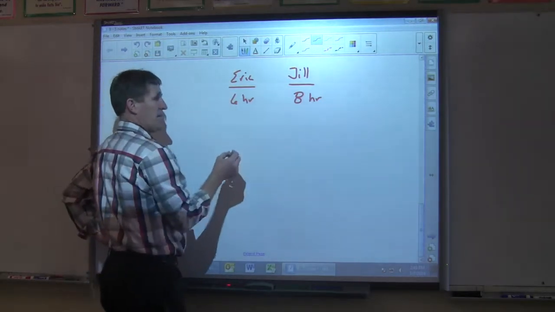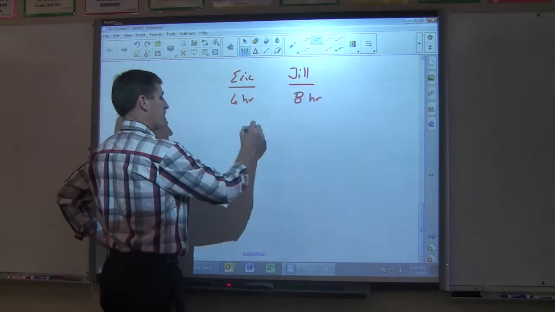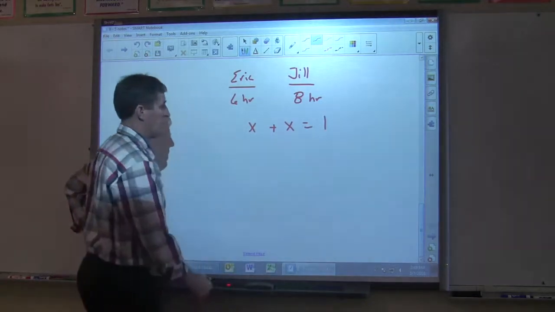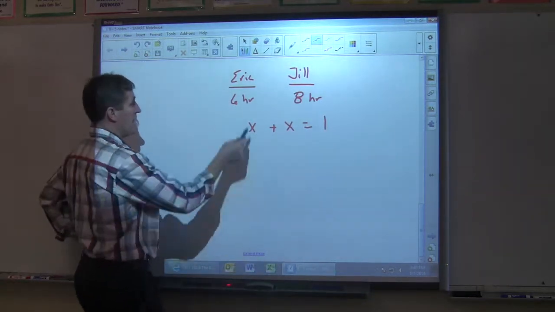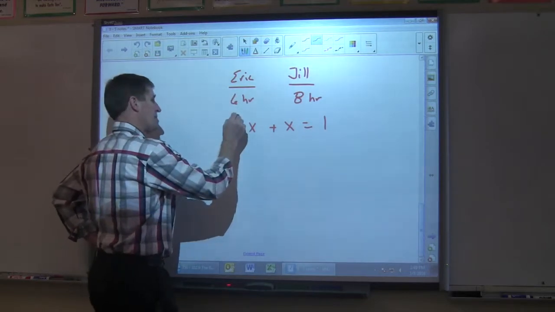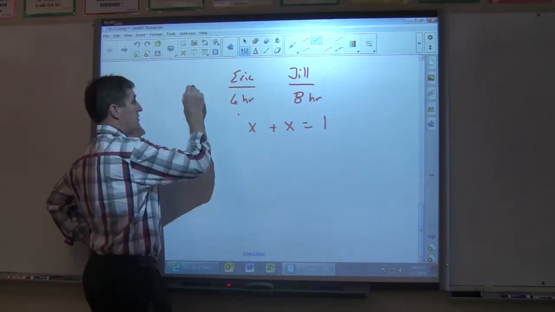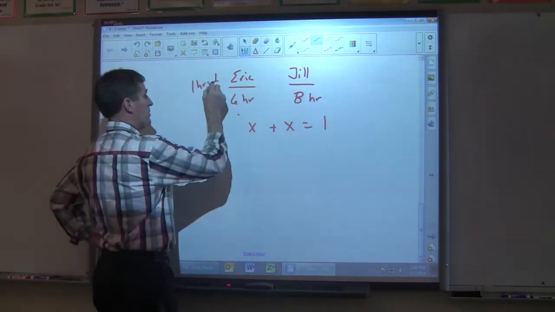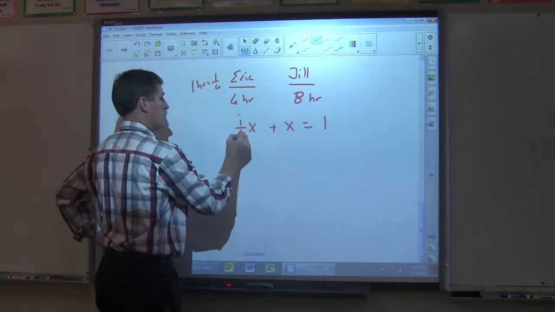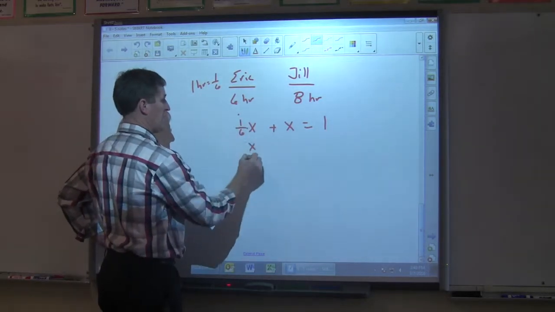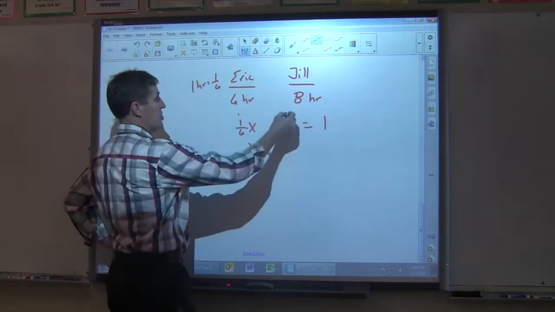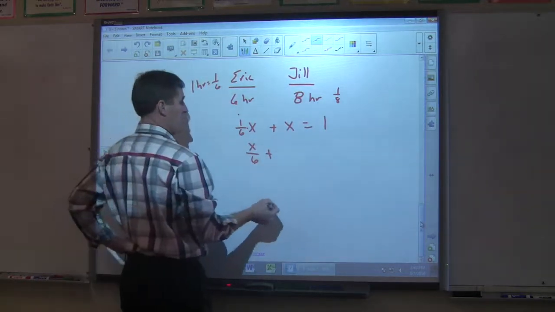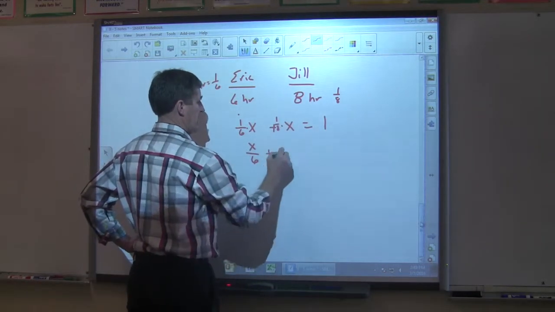So we're going to be asked to find out, how long would it take them if they worked together? The time they're going to work is going to be the same, and they're going to paint one classroom. But we have to look at their work rate. Eric does it in 6 hours, so that means every hour he will do 1/6 of the job. So we're going to multiply his work rate times how long he works. I'm going to write that as x over 6. Plus, Jill does it in 8 hours, so her work rate is 1/8 of the job every hour. So we multiply this by 1/8 and get x over 8.